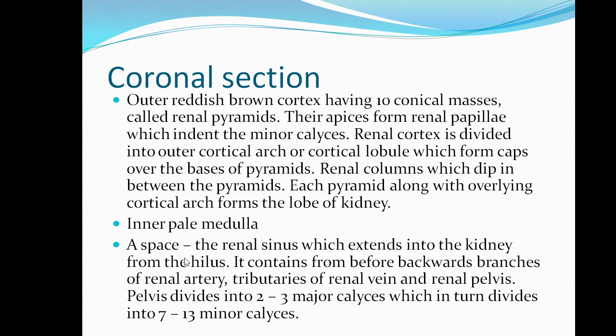There is a space known as the renal sinus, which extends into the kidney from the hilum. It extends from before backwards. It contains from before backwards the branches of the renal artery, tributaries of the renal vein, and the renal pelvis. The pelvis divides into 2 to 3 major calyxes, which in turn divide into 7 to 13 minor calyxes.